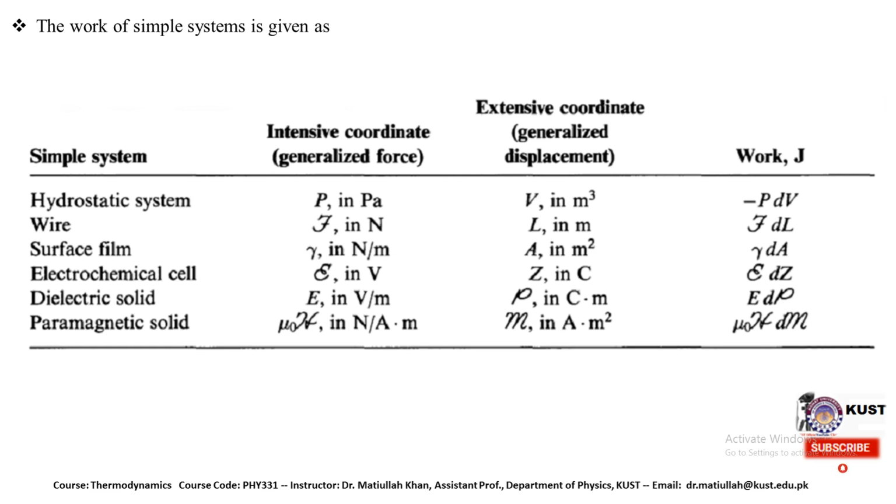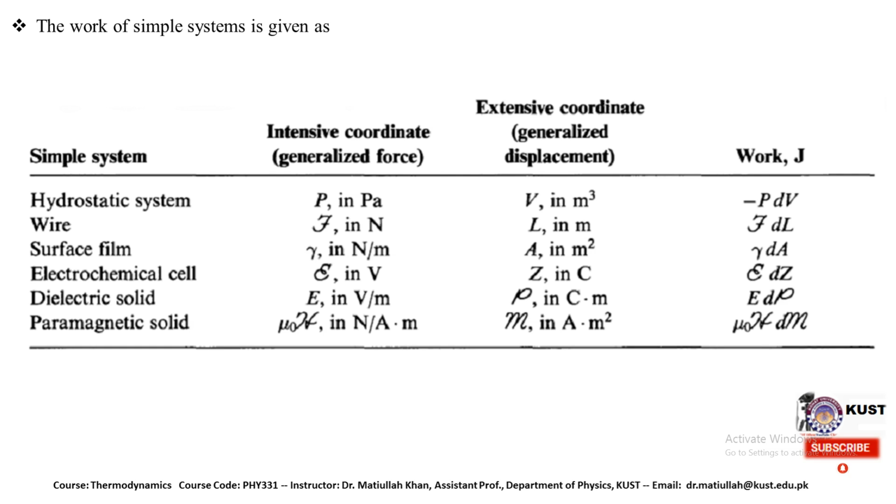So the product of generalized force and generalized displacement, which gives us the generalized work, is equal to gamma dA. Similarly, if we consider an electrochemical cell, we have epsilon, that actually gives us the electromotive force. That electromotive force is measured in the unit of volt, and similarly the charge that is stored on the plates of the capacitor is measured in the unit of coulomb C.